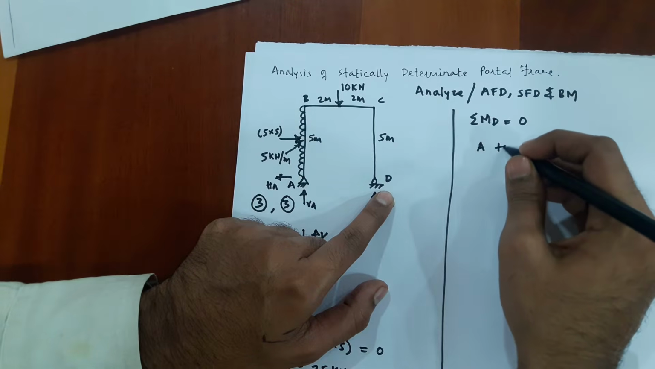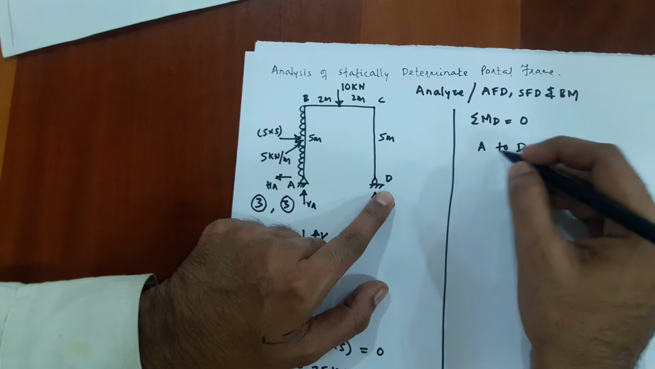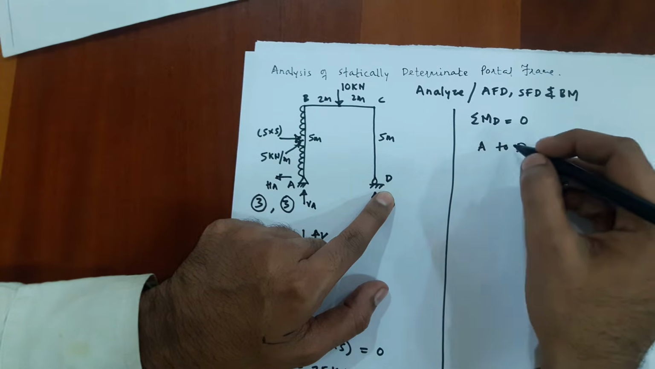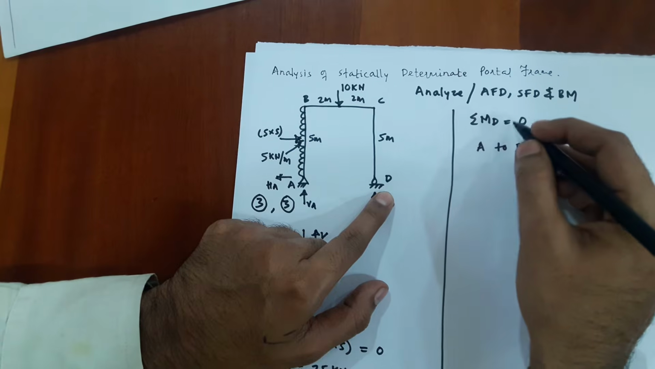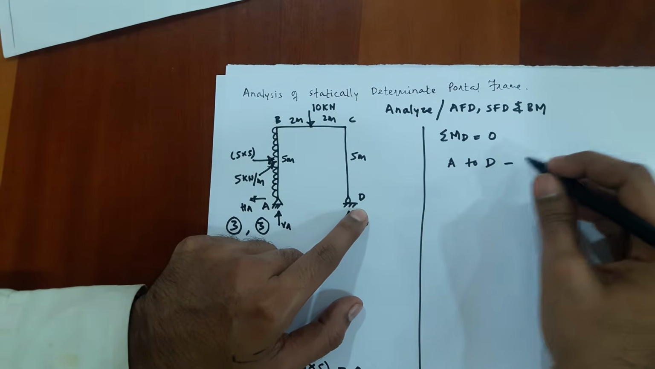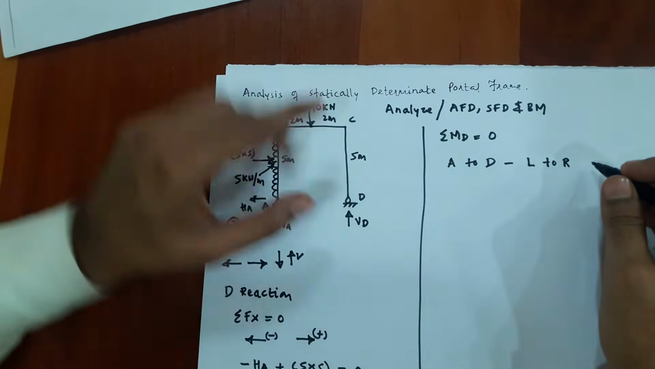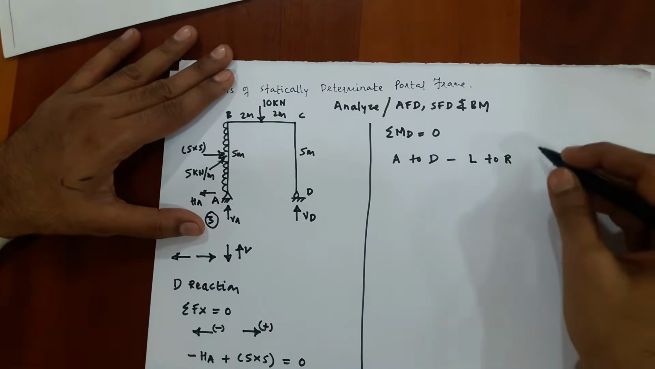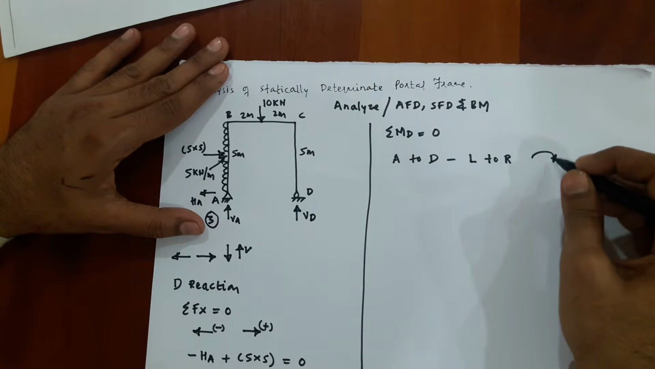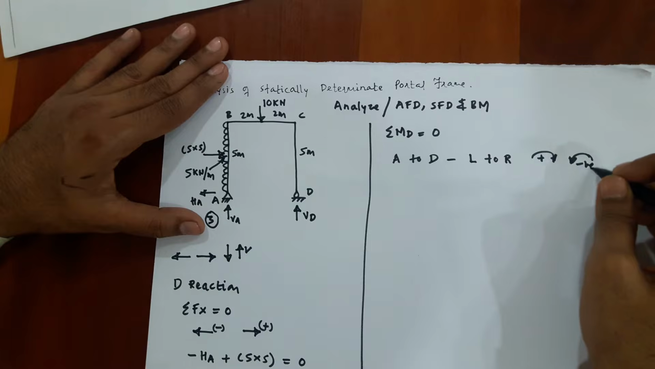A to D means whatever forces are coming in between this, we have to take all the forces in order to find the moment about point D. So which direction are we following here? Left to right, in this direction. We know clockwise moment is positive, anti-clockwise moment is negative.